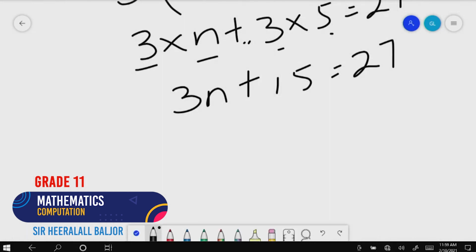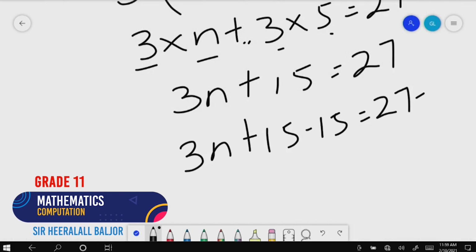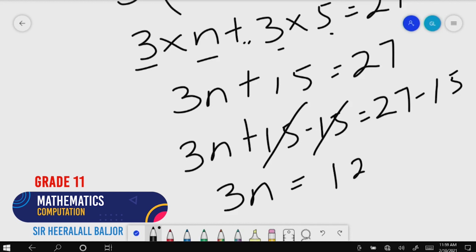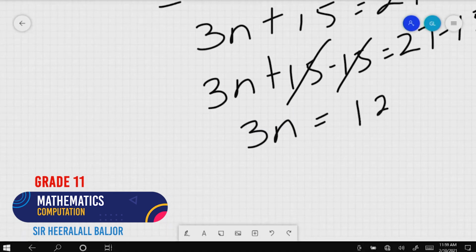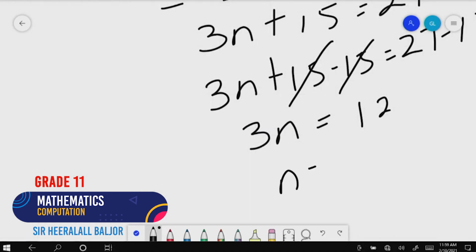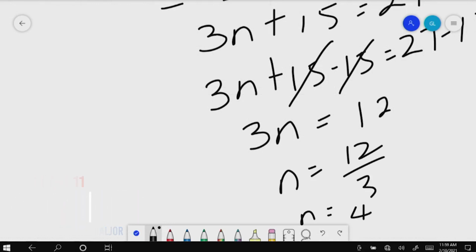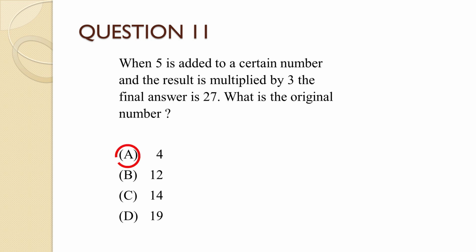Balancing our equations, 3n plus 15 minus 15 should equal 27 minus 15. Positive 15 goes out with negative 15. 3n would have been 12, where n would have been 12 upon 3, n would have been 4. So the solution for this question is A, n equals 4.